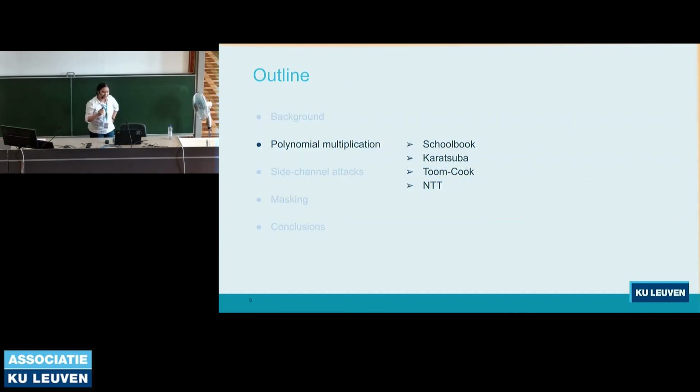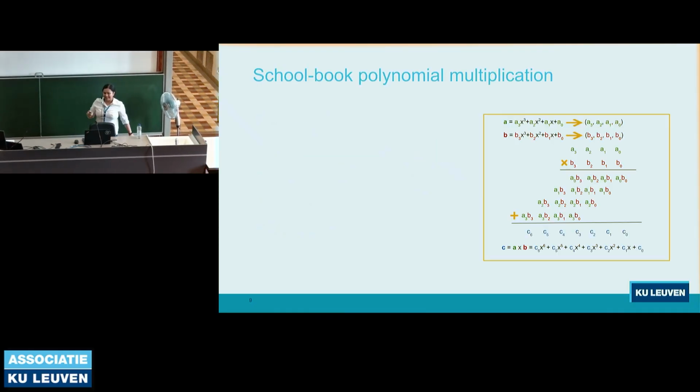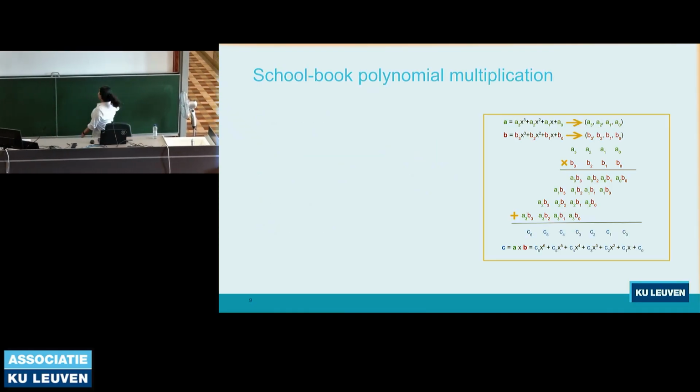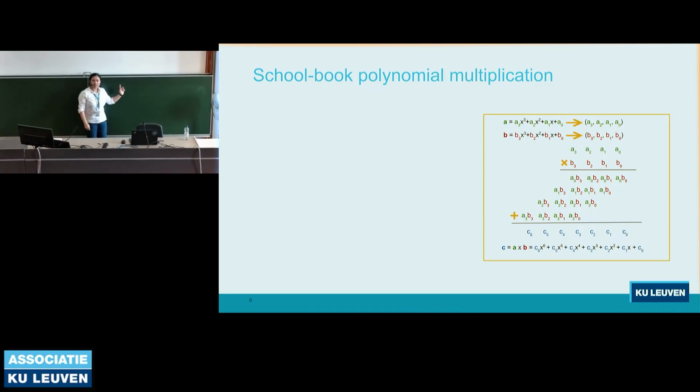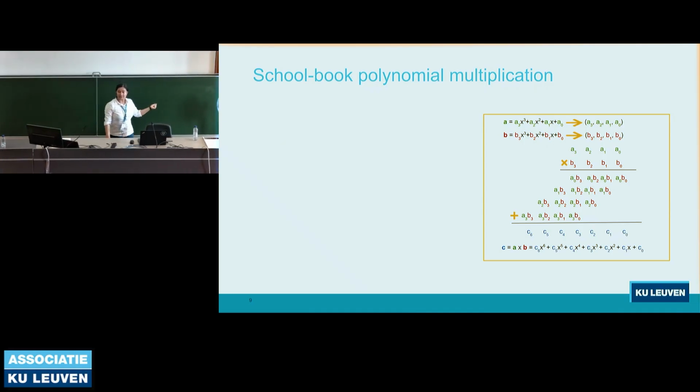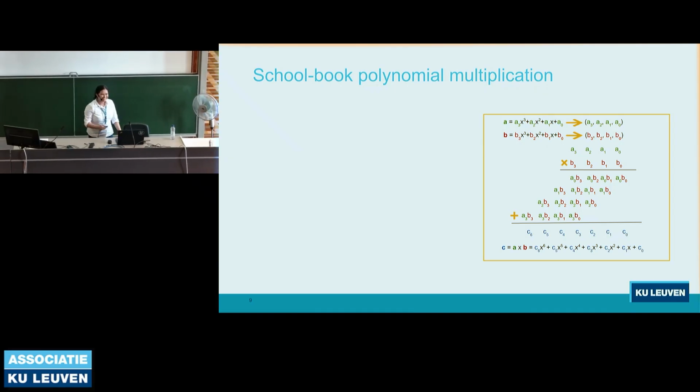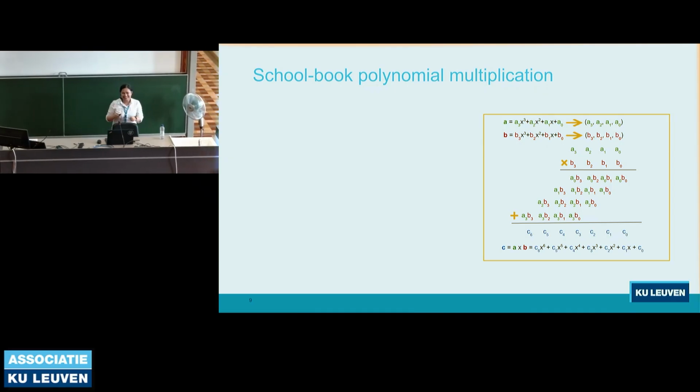Okay, if not, it's schoolbook. It is schoolbook multiplication. We just do multiplication in a very primitive way. Now, what would be the complexity of this multiplication? Can anybody tell me? Yeah, it's n square.